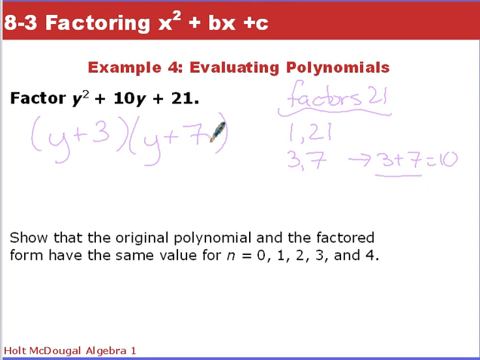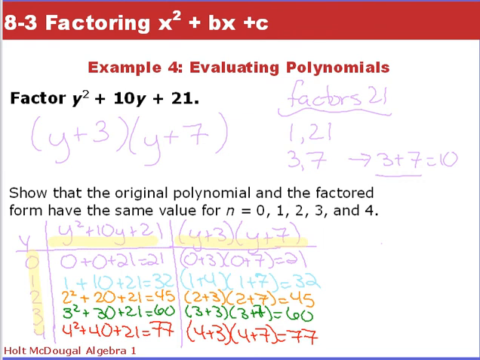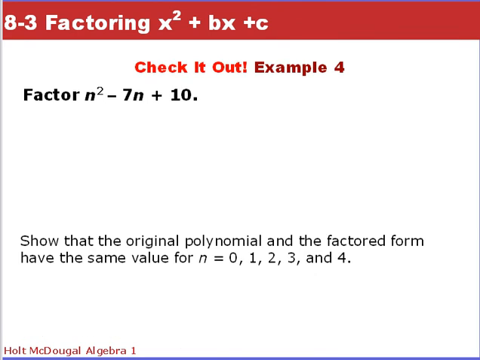So now we want to check the values when y is 0, 1, 2, 3, or 4. If it's written as a polynomial or as the factored form, we should have the same answer. So let's check. So yes, indeed, it does work. When we substitute in 0, 1, 2, 3, or 4 to either this form or factored form, we end up with the same equivalent answers there. So here's your check it out. Again, check those values both in the original polynomial and in factored form. You should have the same value.